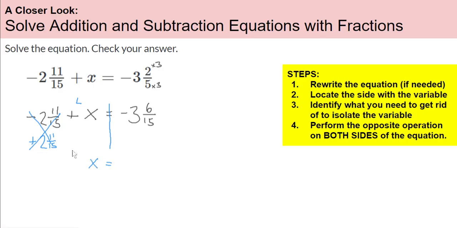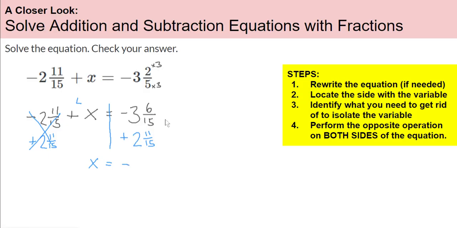But remember, what we do to one side, we have to keep it balanced. We've got to do it to the other side, 2 and 11/15. So we're going to add 2 and 11/15 there as well. So -3 and 6/15 plus 2 and 11/15 equals. Remember, we've got a negative and a positive. So what's the answer going to be? It's going to be a negative, because bigger is the winner.